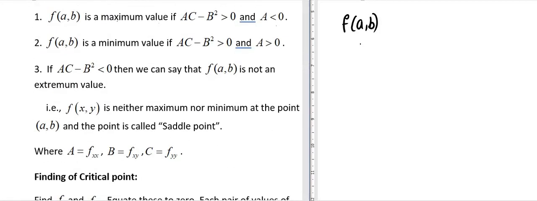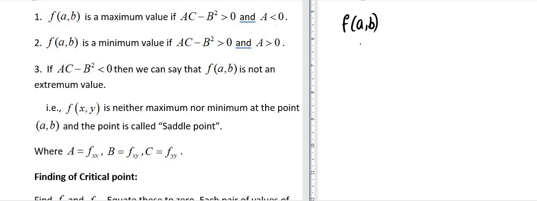If ac minus b square less than 0, then we say that f of a comma b is not an extremum value. That is, f of x comma y is neither maximum nor minimum at the point a comma b, and the point is called saddle point, where capital A means fxx, capital B means fxy, capital C means fyy.